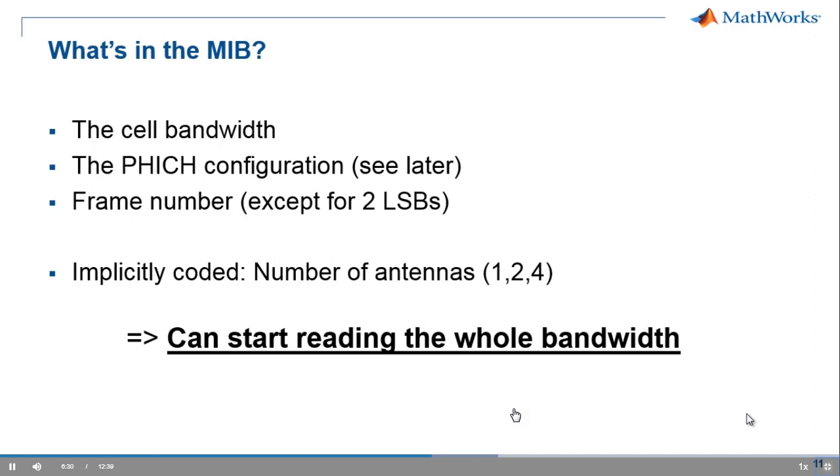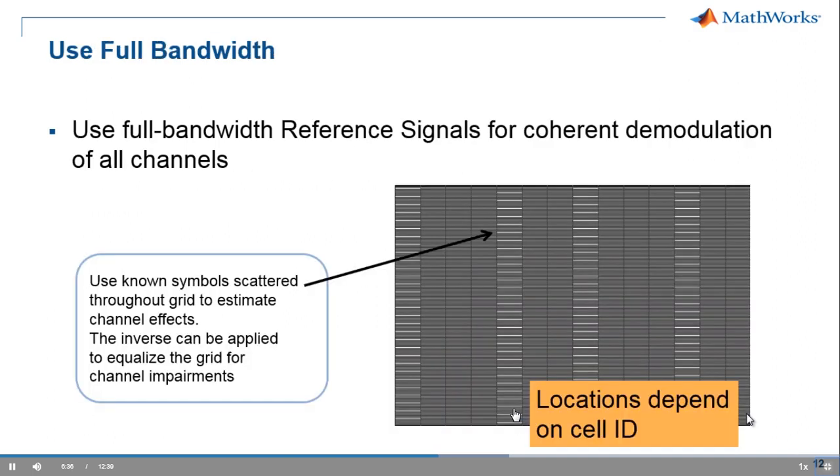So now that we know the cell bandwidth and the cell ID, we can look at all the other channels. As we have the full bandwidth and the cell ID, we know where all the cell-specific reference signals are and what their expected values are. This means we can use those known symbols scattered throughout the grid to estimate channel effects. Armed with this channel estimate, we can equalize the grid for channel impairments and read all channels in sequence.